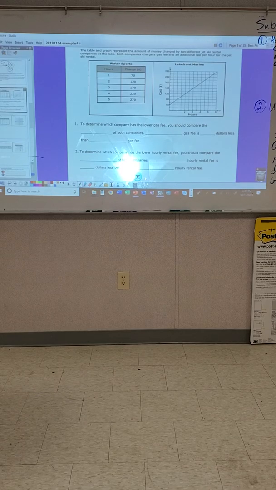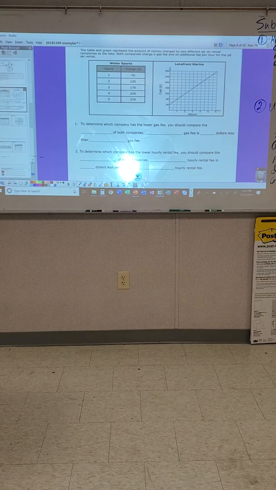The table and graph represent the amount of money charged by two different jet ski rental companies at the lake. Both companies charge a gas fee and an additional fee per hour for the jet ski rental. Well, number one, to determine which company has the lower gas fee, you should compare the blank of both companies.